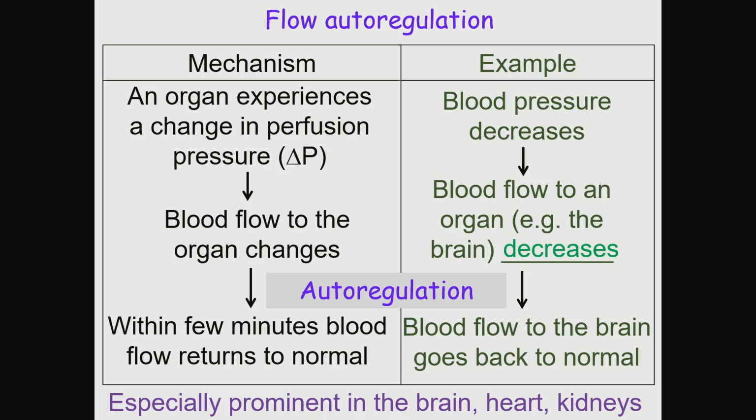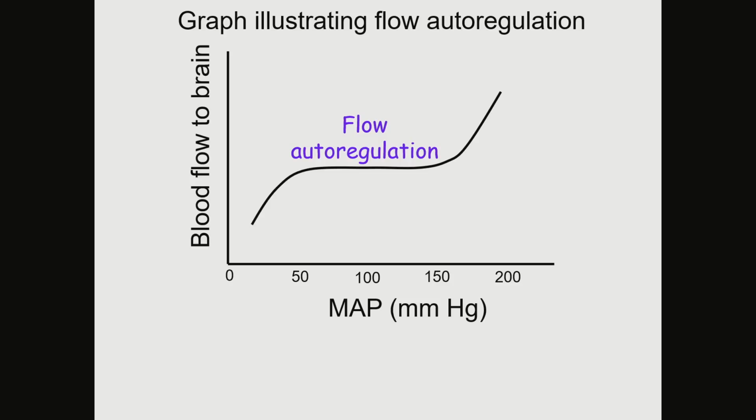And so you have the autoregulation. Similarly, if you had a big increase in blood pressure, the blood flow to the organ would increase, but then the autoregulation would bring blood flow back to normal, okay? So this is just a graph illustrating autoregulation.